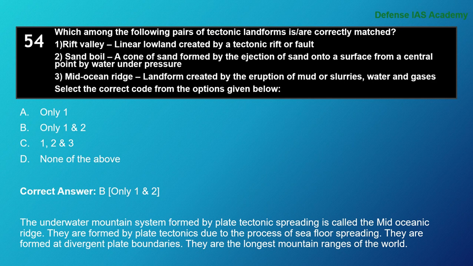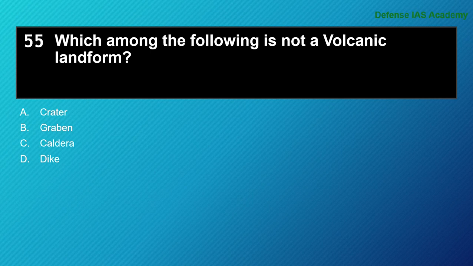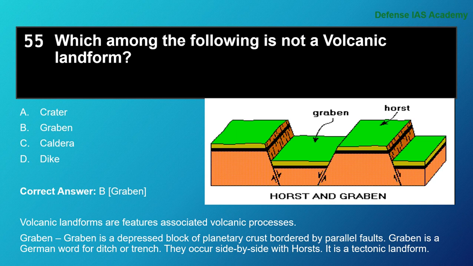The underwater mountain system formed by plate tectonic spreading is called the mid-oceanic ridge. Now, the match that is given over here, the landform created by the eruption of mud or slurries, water and gases, is actually the mud volcano. It's not the mid-ocean ridge. What is a mid-ocean ridge? It is an underwater mountain system that is formed by plate tectonic spreading. They are formed by plate tectonics due to the process of sea floor spreading. They are formed at the divergent plate boundaries. They are the longest mountain ranges in the world.